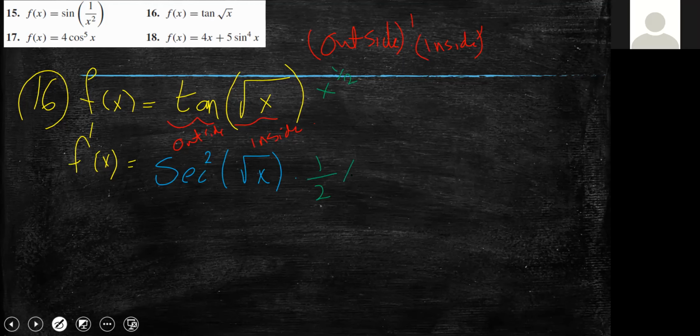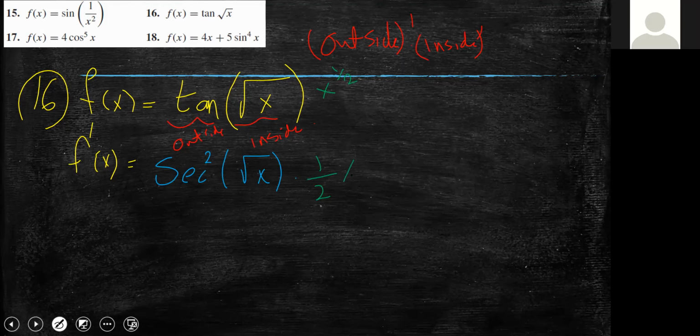Now number 32. On number 32 here, y is sine of tan 3x. Now look here. This one we have like f of g of h. We have sine of tan of 3x. In the previous one, we had cosine of cosine. Here we have sine of tan and then tan of 3x.